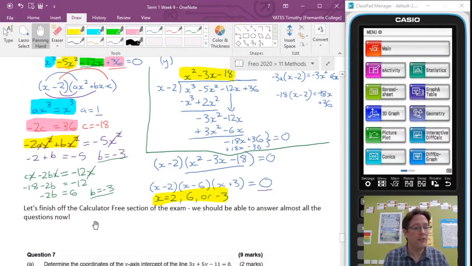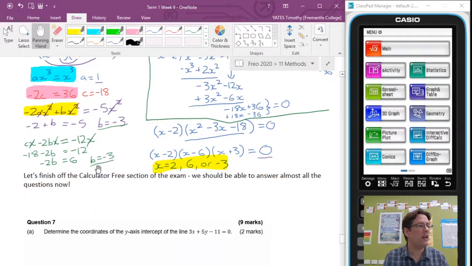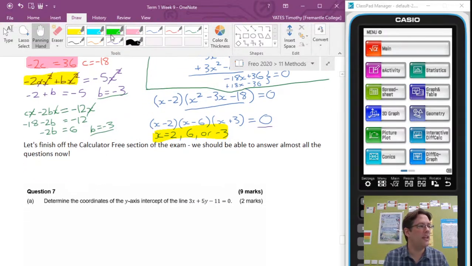So, just to finish off for today's lesson, we're going to have a look at the calculator free section of the 2018 exam.